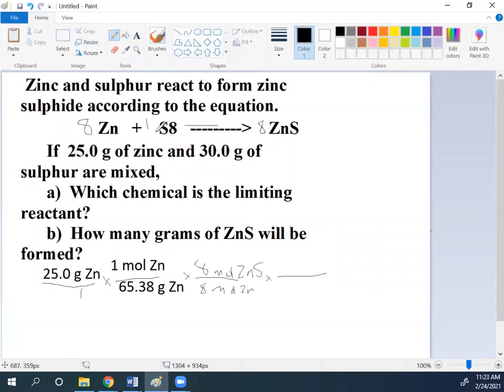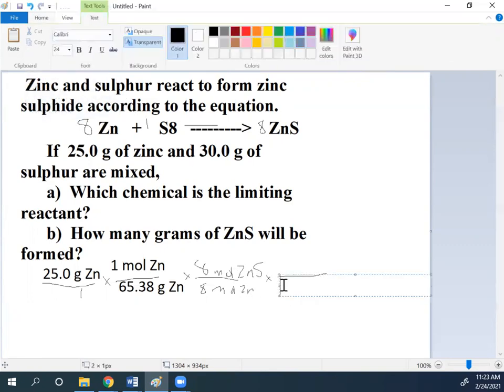And then our last step, what's going to be at the bottom of this fraction? 1 mole ZnS. And what's the top going to be? The molar mass of ZnS, right around 97. 97.45 grams ZnS. And I only needed 2 decimals there because Zn only had 2 decimals.